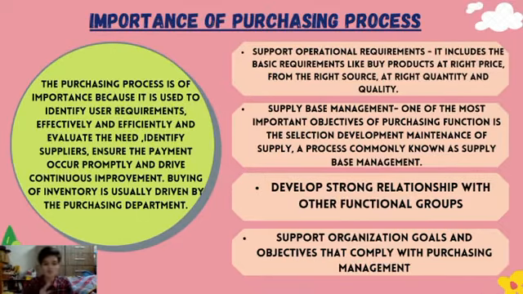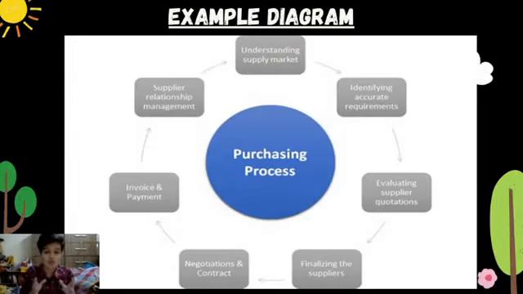One of the most important objectives of the purchasing function is the selection, development, and maintenance of the supply and process, commonly known as supply-based management. Number 3, develop strong relationships with other functioning groups. Number 4, support organization goals and objectives that comply with purchasing management. As you can see, this is an example of the purchasing process diagram.